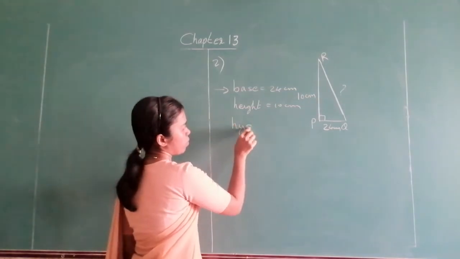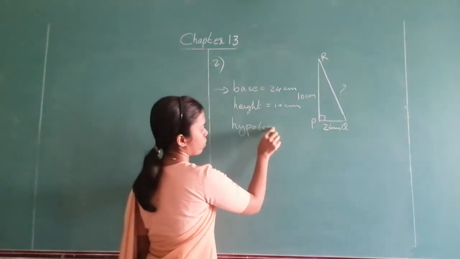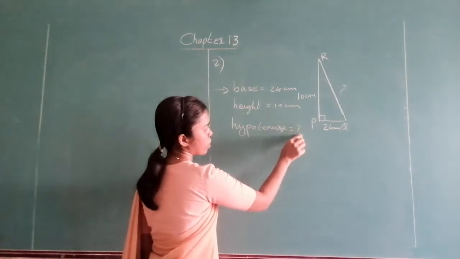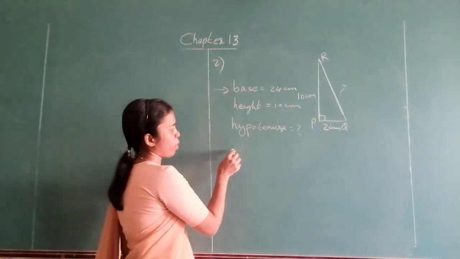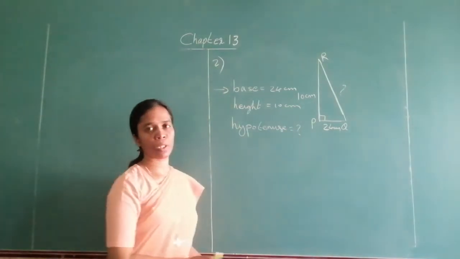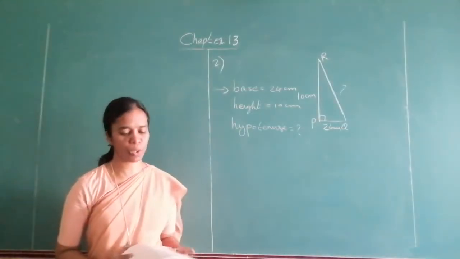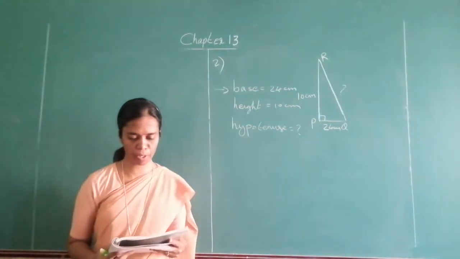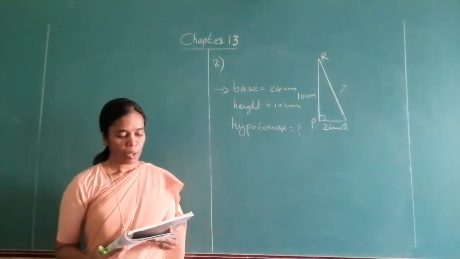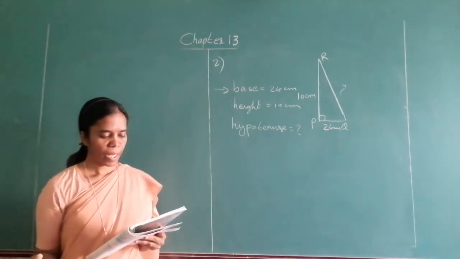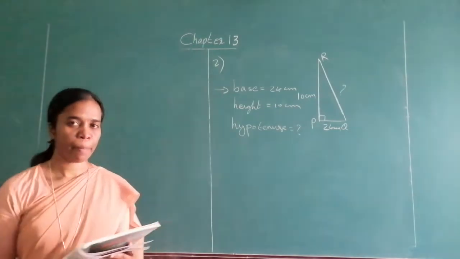Hypotenuse you don't know, so you put it as a question mark. You know the formula, so you write over there, hypotenuse square is equal to base square plus height square. Substitute the values and you will get the hypotenuse. Okay. Question number 3. In a right angle triangle LMN.